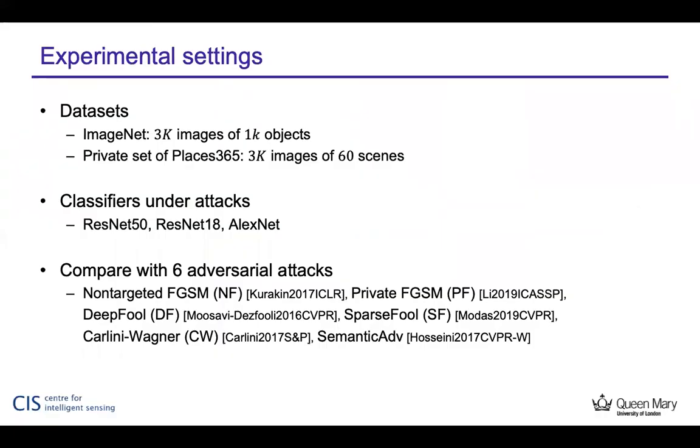Regarding the experiment, we use two datasets, a commonly used object classification dataset called ImageNet, as well as a privacy-sensitive scene classification dataset called Places 365. And we conduct an attack on three different state-of-the-art deep neural network architectures: residual networks with 50 and 18 layers, and AlexNet. We compare our proposed method with 6 state-of-the-art adversarial attacks: non-targeted FGSM, targeted private FGSM, deepfool, sparsefool, CW, and semantic adversarial.